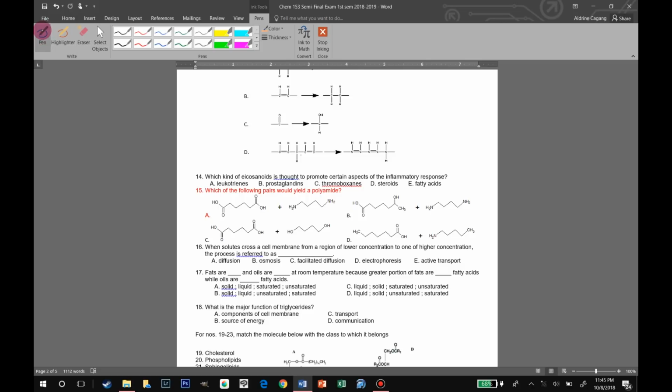So for this answer, steroids is out of the question, and fatty acids and prostaglandins, so those are more of a hormones. Fatty acid is a component of your lipids. So yeah, you actually just have 2 possible answers here: your thromboxanes and your leukotrienes. So the correct answer here should be, this is a little bit of a trivial question, so the answer here should be thromboxanes.